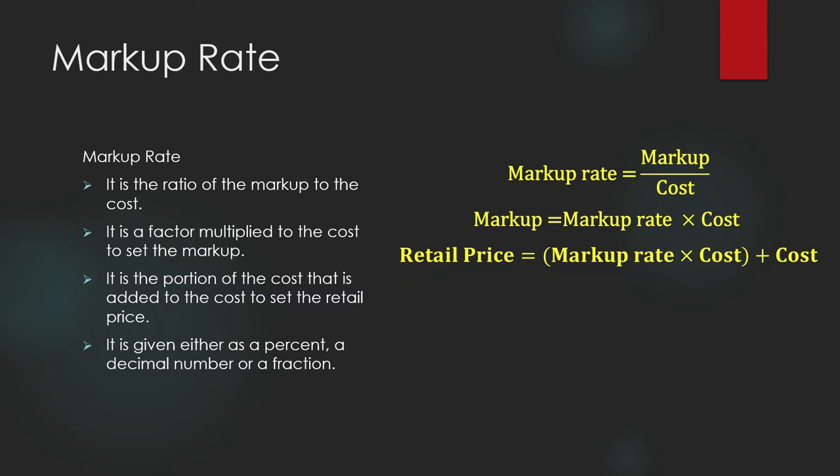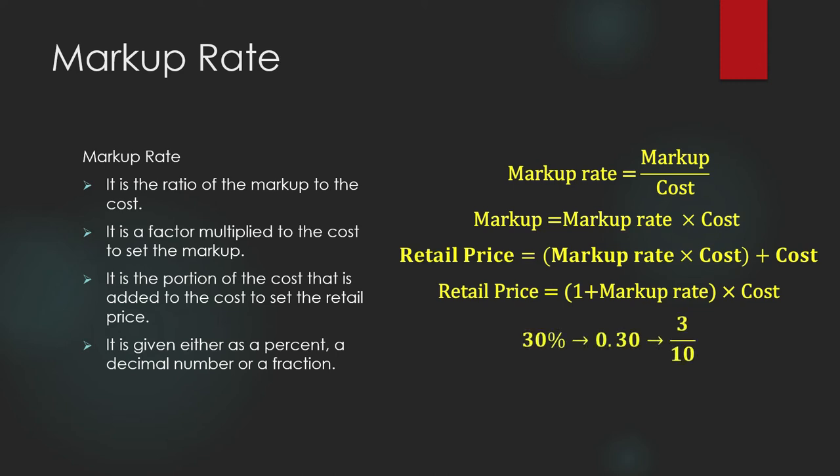Now pay attention to the last equation because we can simplify this. We can factor out cost. Retail price is equal to 1 plus the markup rate times cost. So in our previous example, the markup rate is 30%. As a decimal number, we can write it as 0.30, and as a fraction, we can write it as 3/10.